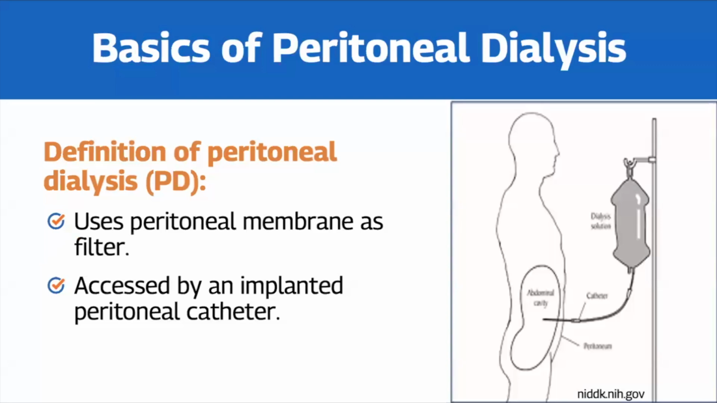So here we see a depiction of a patient with a PD catheter placed in their abdomen. You see the abdominal cavity there with the outline of the peritoneum. And we see that peritoneal dialysis uses the peritoneal membrane as a filter. It's accessed by the implanted peritoneal dialysis catheter.